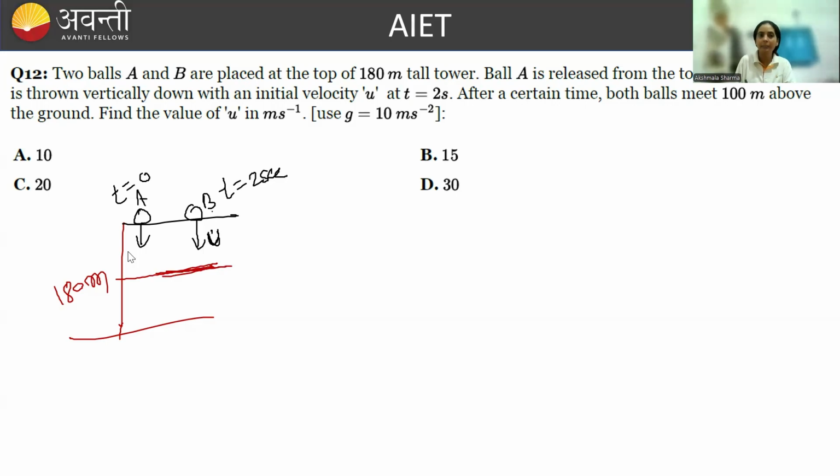And they're meeting 100 meter above the ground. So if this is 100 meter above the ground, then this distance is 80 meter, right? So before meeting, both the balls are traveling 80 meter. Find the value of u.